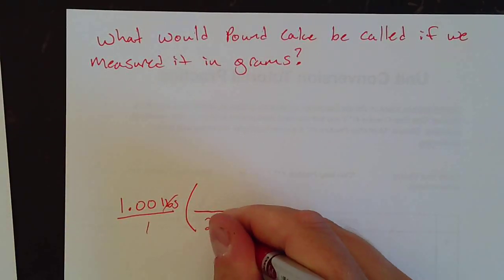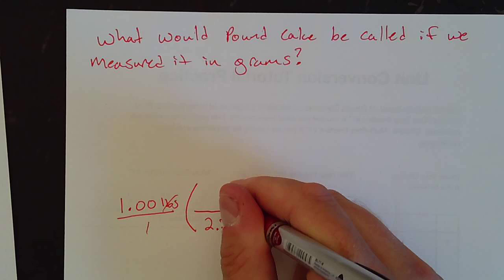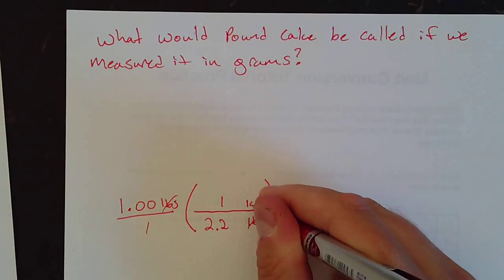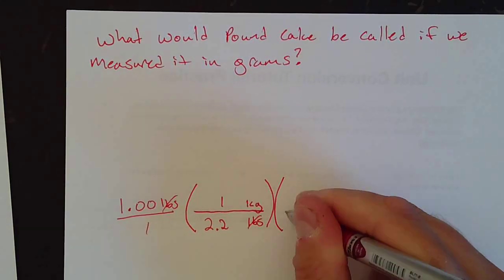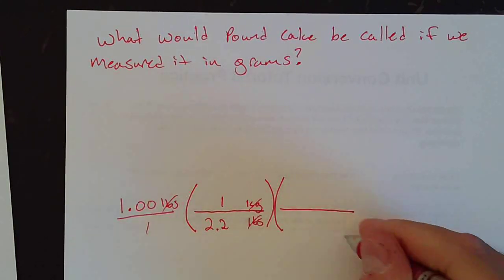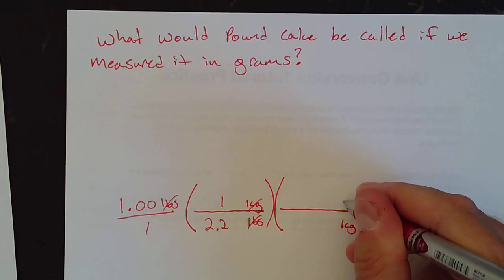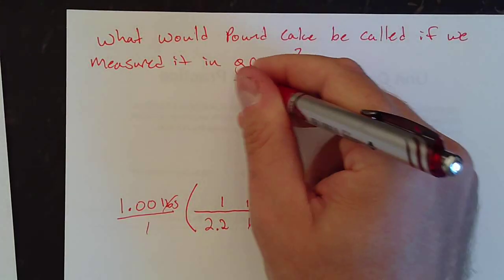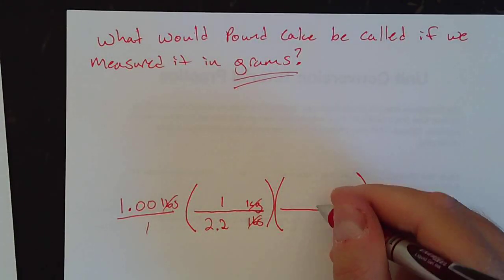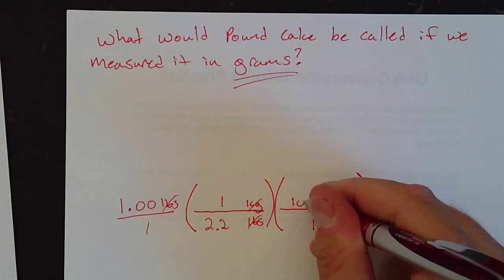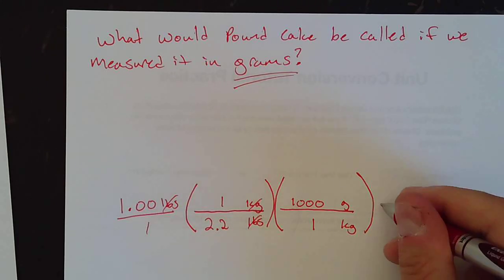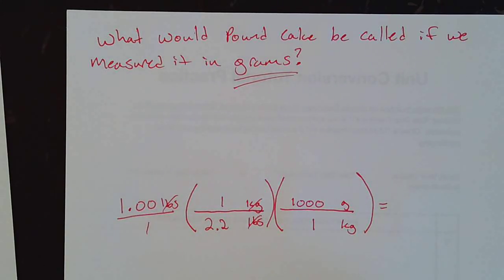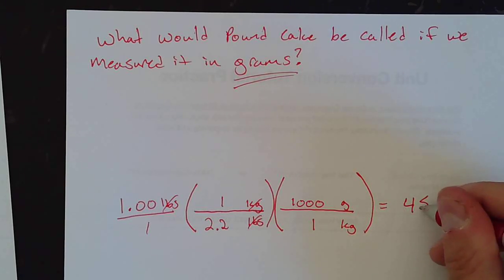So for every 2.2 pounds, I have 1 kilogram. And then I have to get rid of this kilogram and change it to grams, right? Because we're trying to figure out what this is over in grams. So for every 1 kilogram, I have 1,000 grams. And we do this out, and what we get is 455 grams.